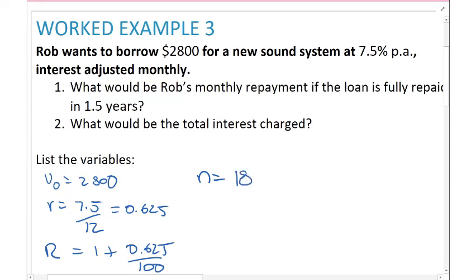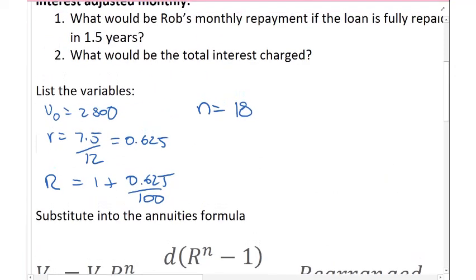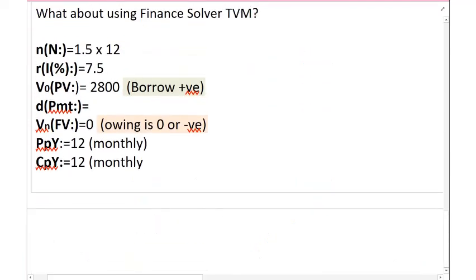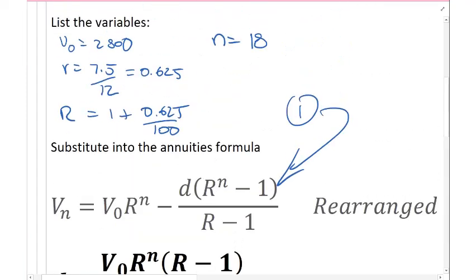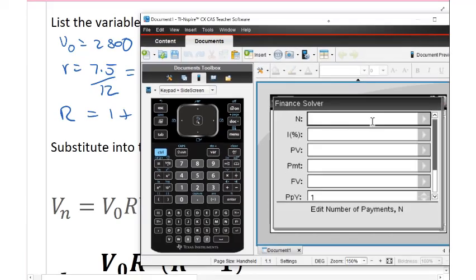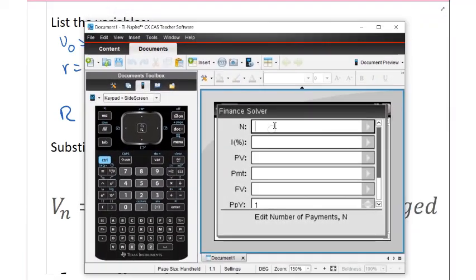Okay, so we could put that into the formula. So to calculate that, I would use that equation there. Or alternatively, I use Finance Solver. And the question is, what do I put in for Finance Solver? Here I've got Finance Solver up. So N is our number of repayments. We said that was 18. So let's put 18 in here.